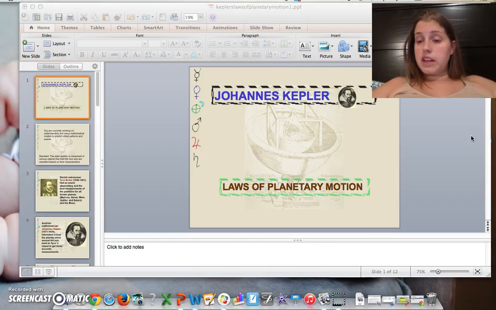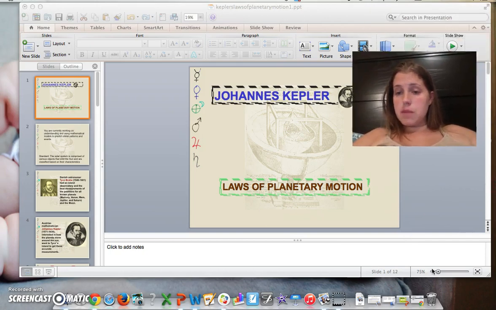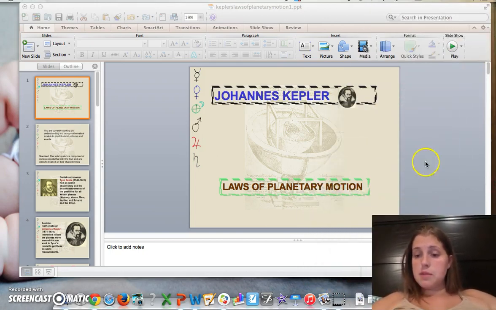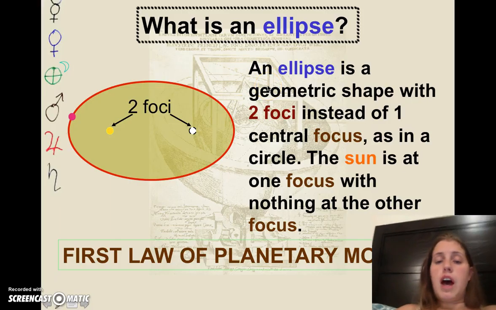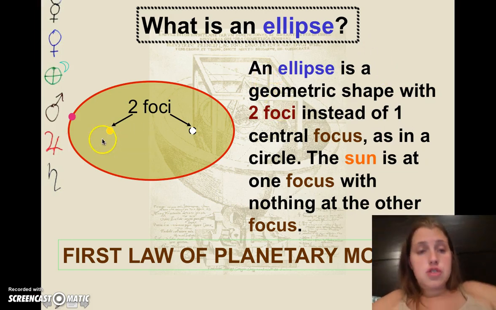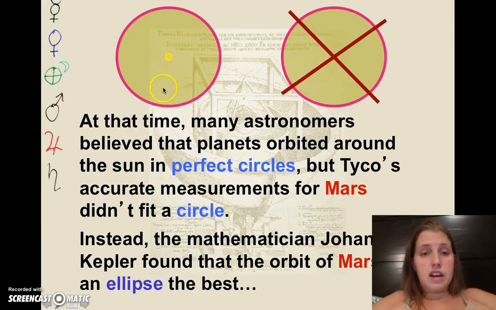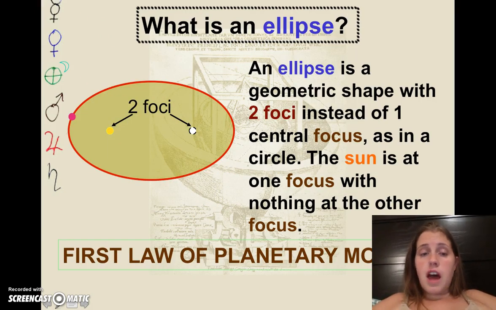Most planets travel around the sun in this shape called an ellipse. An ellipse is essentially an oval. An ellipse is a geometric shape and it has two foci. So if you remember looking back here, a circle only has one focus. If you've ever used a compass to draw a circle, you put one thing down and then you put the pencil down and it rolls around. An ellipse has two foci, one here and one here. One of these foci in this ellipse is the sun, and the other one is really nothing.